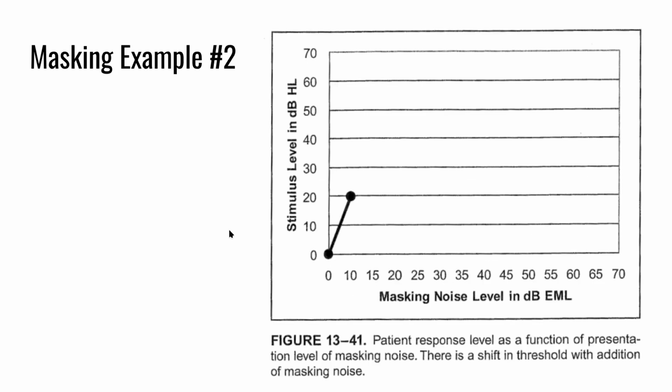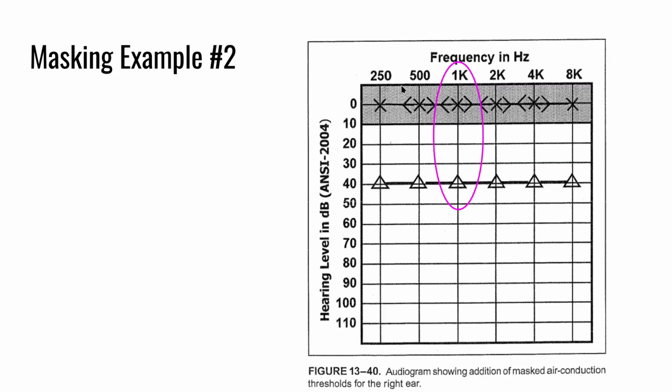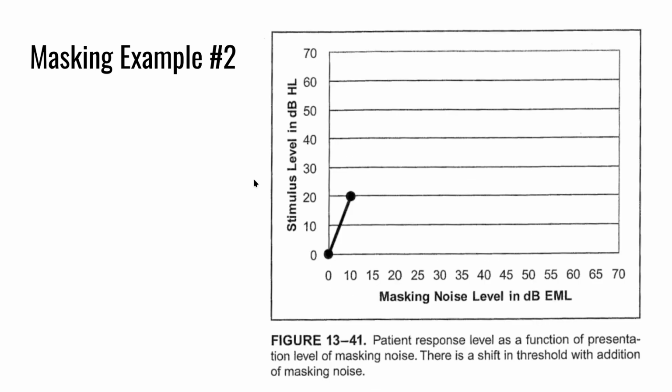With 10 dB of masking, we reestablish threshold, and we rewind for a moment here. So we know we don't need to do any masking for the left ear air conduction. We need to mask for bone conduction now. And we'd only need to mask for right ear bone conduction, not left ear bone conduction, because we don't have any air bone gaps for the left ear. So for right ear bone conduction, we have 10 dB of masking.